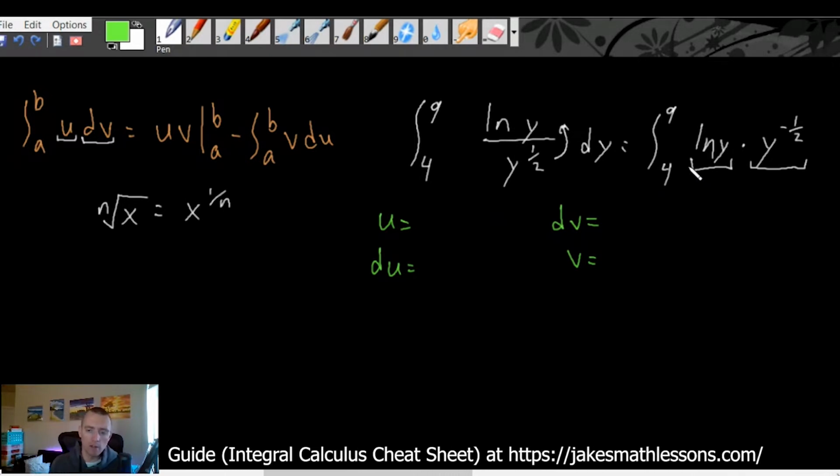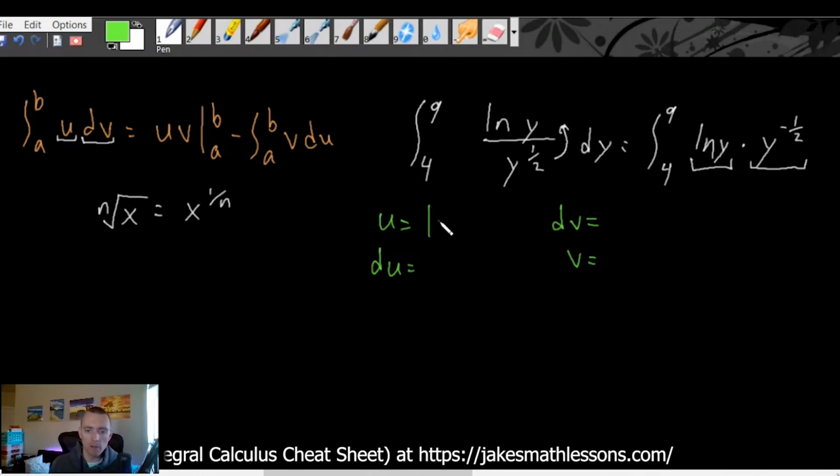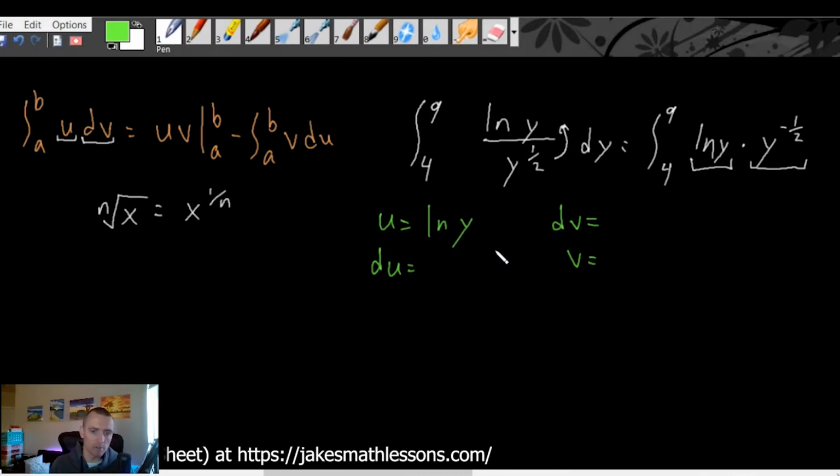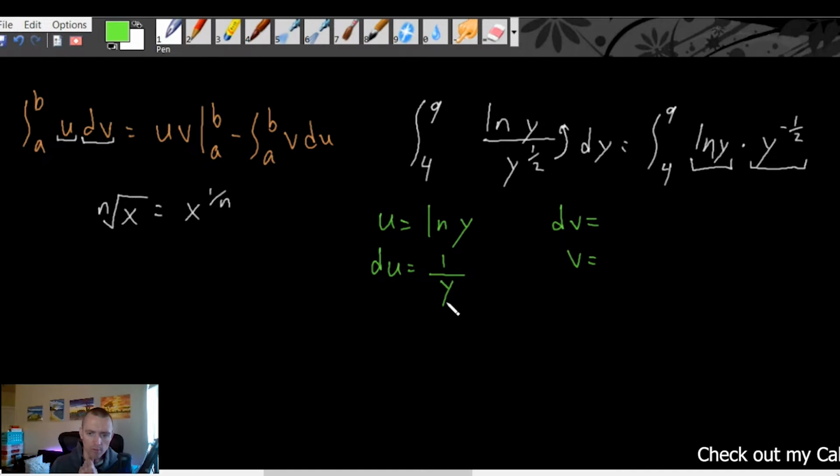However, ln of y is going to be much, much better to take the derivative of than it is to take the antiderivative of. Because the derivative of ln of y, or ln of whatever you're taking the natural log of, is just 1 over that thing. So the du in these integration by parts problems is always just going to be the derivative of u. Well, if u is ln of y, du is just 1 over y.